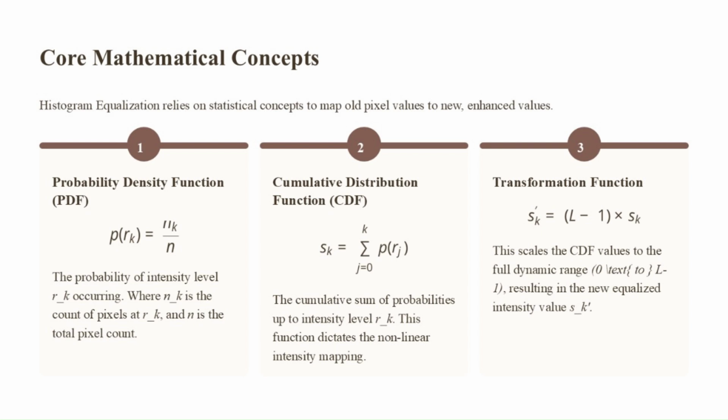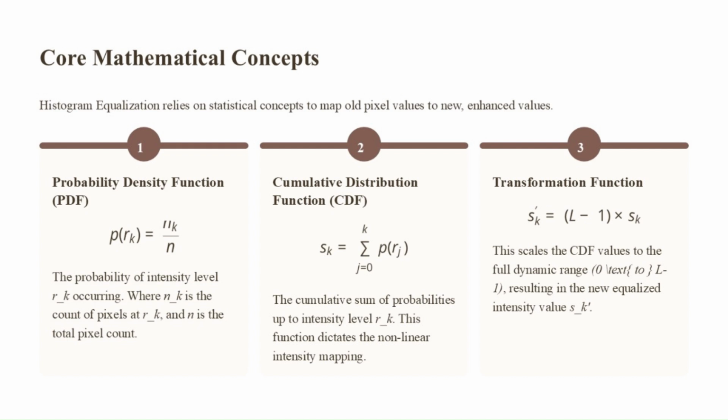This process involves three main steps: PDF, CDF, and transformation function. PDF, or probability density function, is the ratio of the number of pixels at each intensity level to the total number of pixels. It is given by the formula P(rk) = nk/n. Here, nk is the number of pixels with intensity rk, and n is the total number of pixels.